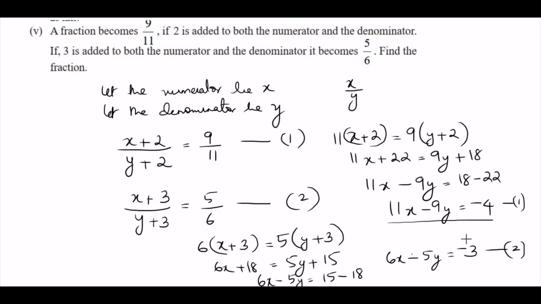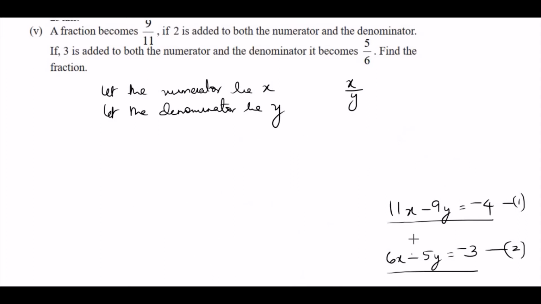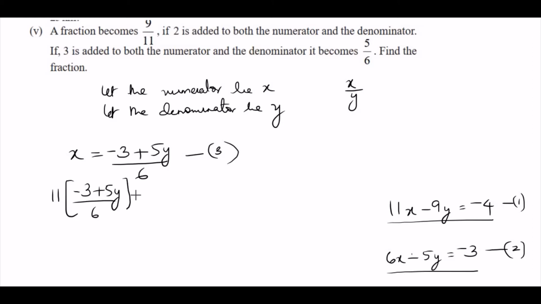So you have got a pair of linear equations in two variables. Now you have to use the substitution method and find out the value of x and y. So here when you write one variable in terms of the other, I'm going to take the second equation. So x is equal to minus 3 plus 5y by 6. That is, I have taken 5y to the right hand side. So let this be the third equation. Now substitute this value of x in the first equation. So you get 11 into minus 3 plus 5y by 6 minus 9y is equal to minus 4.